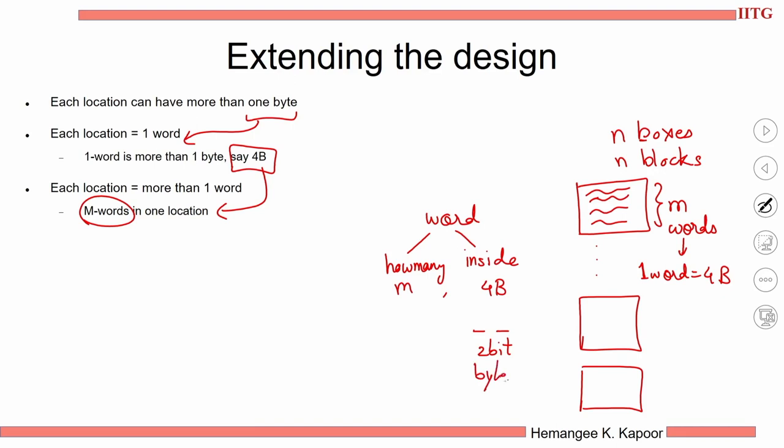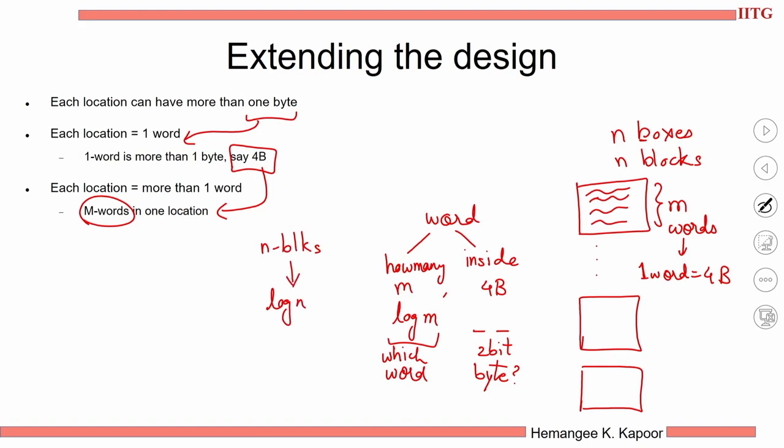So this is which byte. Okay, these two bits will tell you which byte to read. Then for these m words, how many bits will you need? Log m, right? So log m number of bits will tell which word. The last two bits say which byte. Once we come out of this, then we go to the box level. We have n boxes or n blocks. For this, we will need log n bits to identify which block to go.